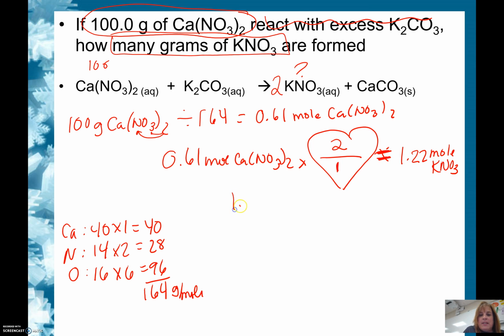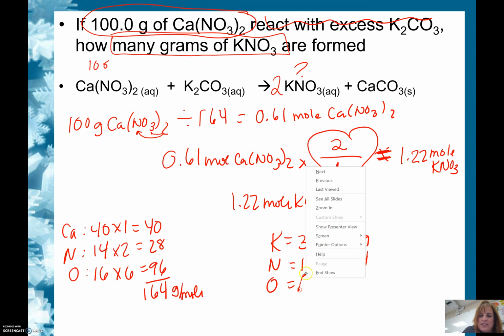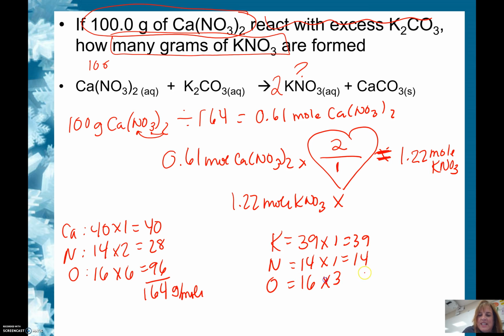Now our last step is to multiply our moles of potassium nitrate by the molar mass of potassium nitrate. So you have to calculate this. You can't just use the one you had before. Potassium on the periodic table is 39, and there's only one of them. Nitrogen, again, we have lots of nitrogen today, is 14. There's only one, so that's 14. And oxygen, it's a popular 16. There's 3 of them. We've done a lot of that today. 16 times 3 is 48. Add that all up, and that's 101 grams.